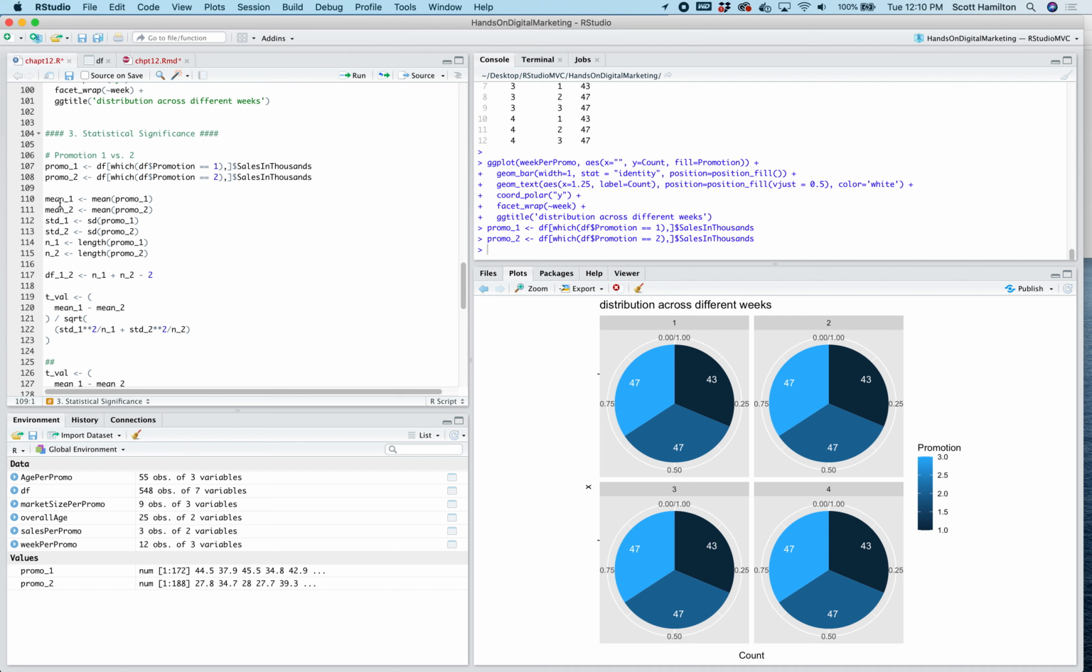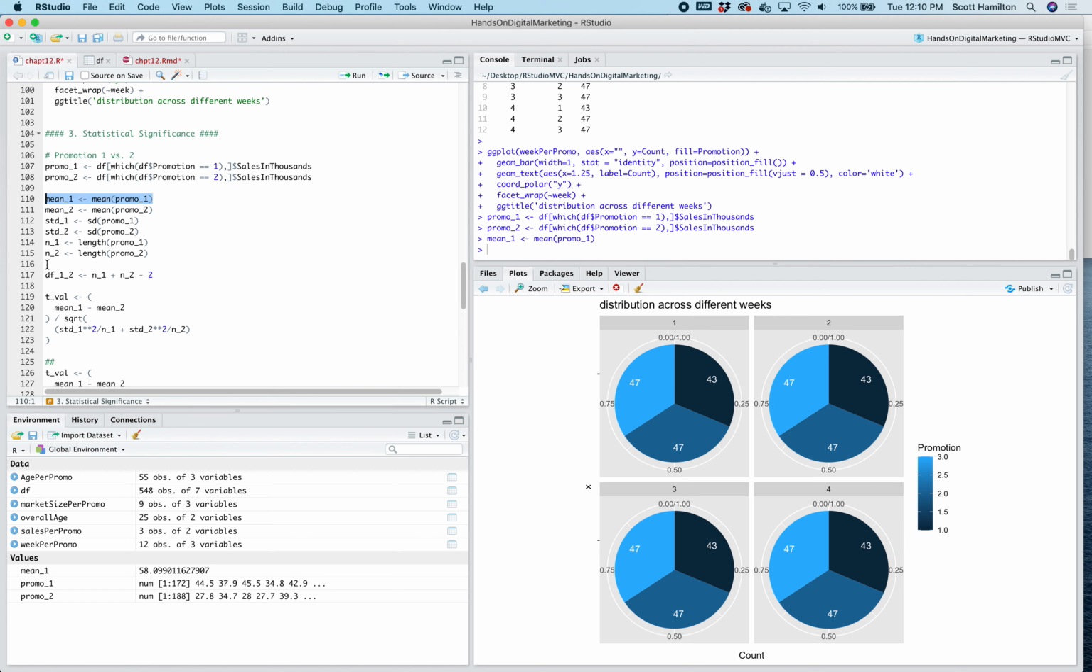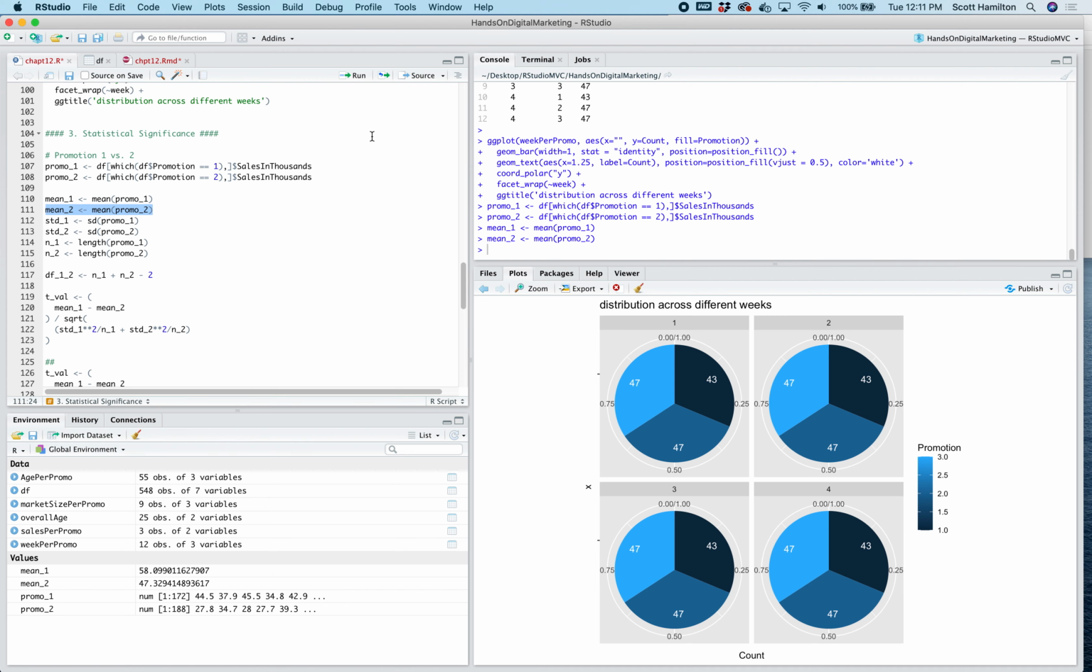The difference is in the means. So right here, we're doing mean of campaign 1, and this is our call in R for mean of promo 1. So right here, boom, mean of promo 1, mean of promo 2. So now, in a simple sense, I could just compare those two numbers and I could say, oh, they look really far apart, so they must be different.